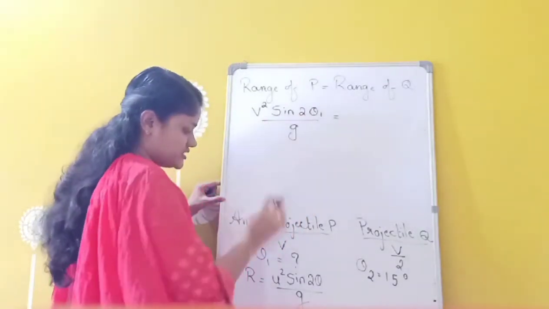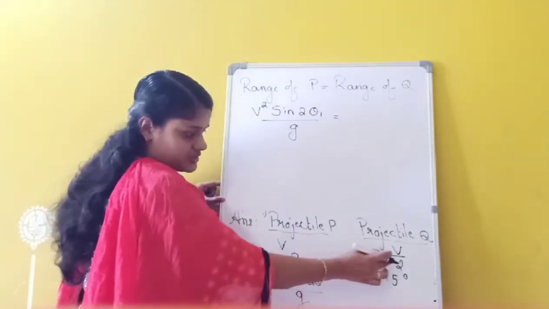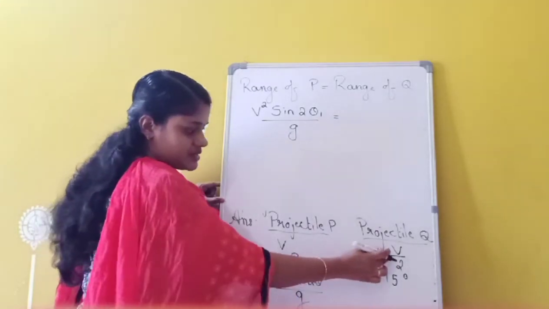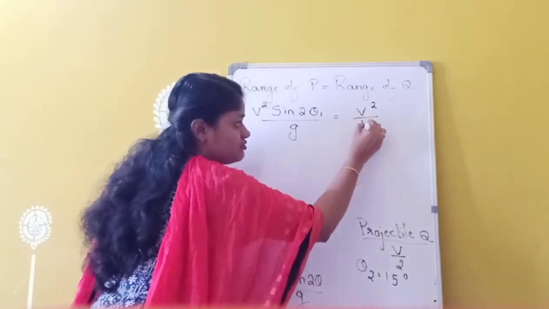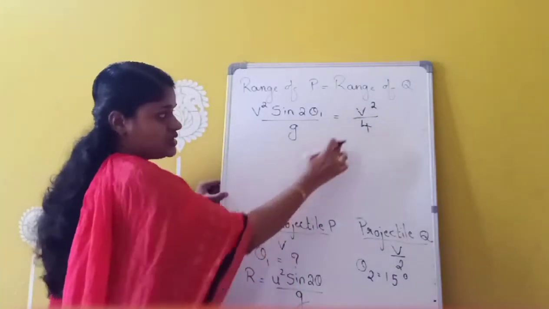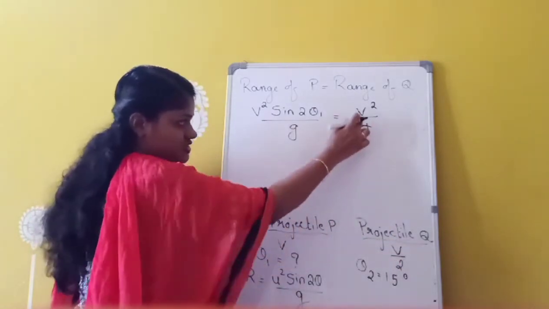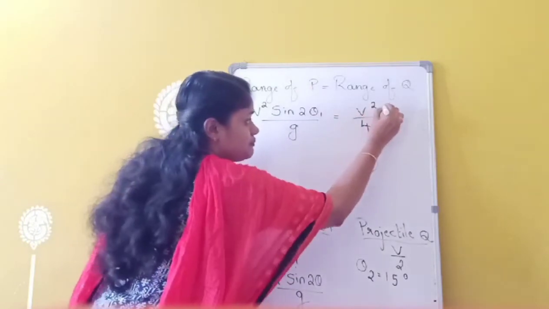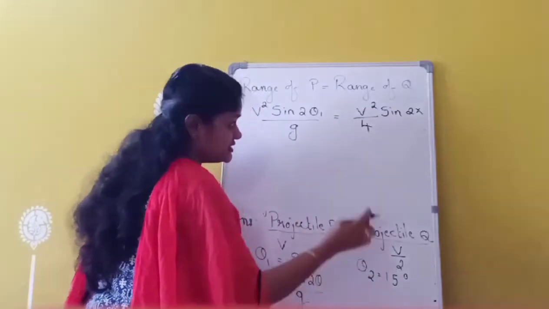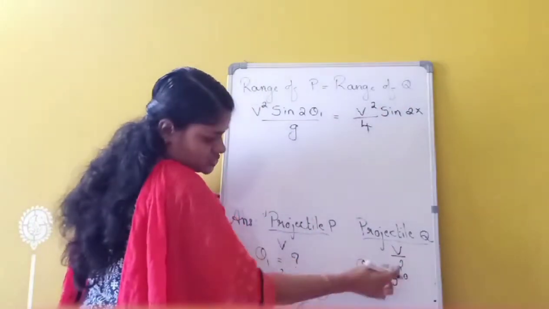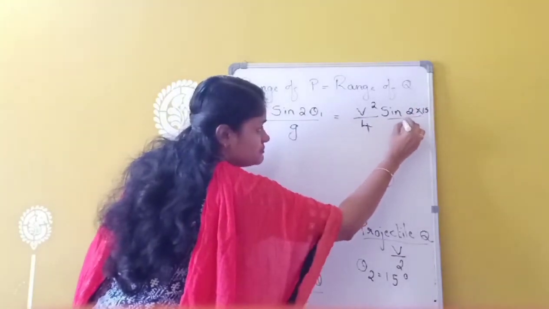So here what is the initial velocity? Instead of U we can put V by 2, because it is thrown with a velocity V by 2. So U square means V by 2 the whole square, that is V square by 4, into sine 2 theta 2. Theta 2 is 15, so 2 into 15 divided by G.